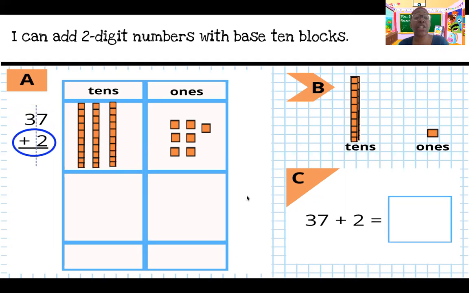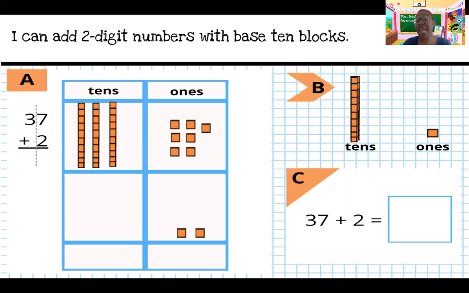Now let's look at our next number. The next number is 2. Are there any 10s in the number 2? No, there are not. But how many 1s are there? That's right. The number 2 has 2 1s. So now let's add up all of our base 10 blocks.